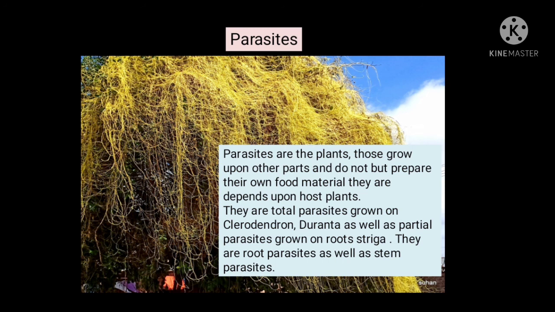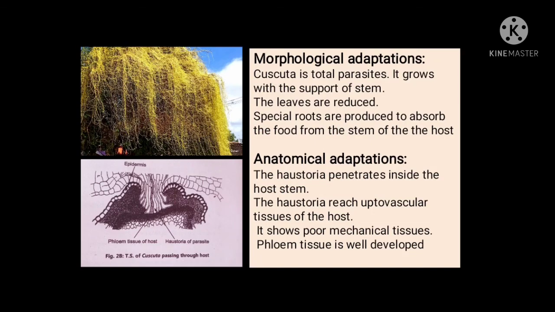For example, that is Striga. They are root parasites as well as stem parasites. The best example of a parasite is Cuscuta. First of all, we will see the morphological adaptations. It grows with the support of the stem of other plants.